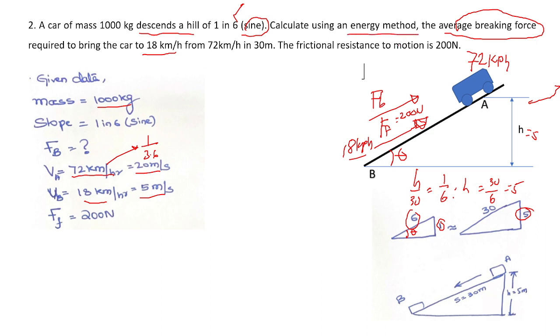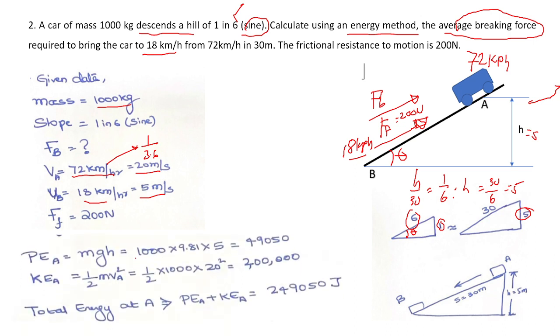Energy method is the summation of the energies at point A is equal to point B. Actually, it's the law of conservation of energy. So what are the energies at point A? At point A, of course, there is potential energy. Why? As long as there is height, there's potential energy. Formula is m, g, and h.